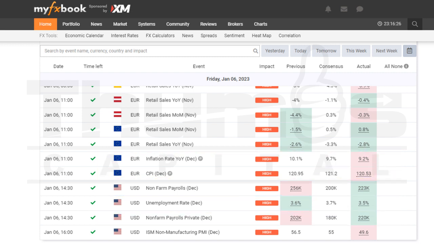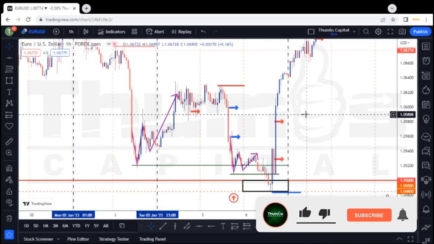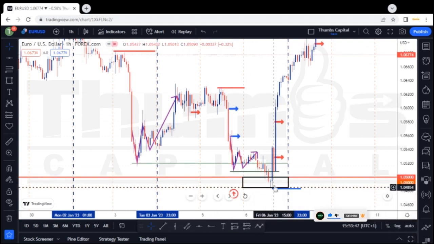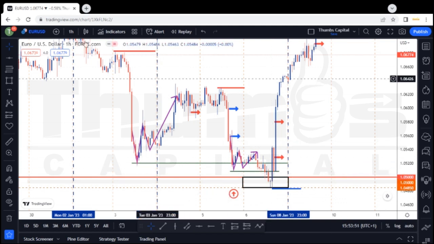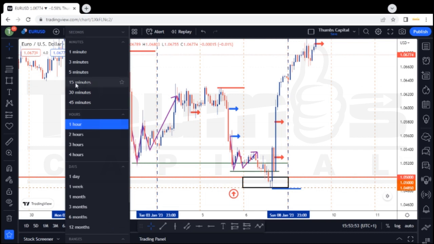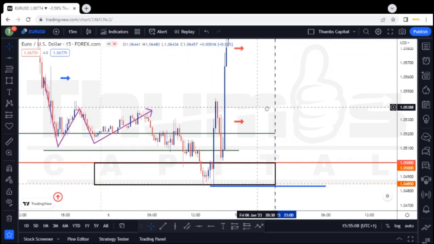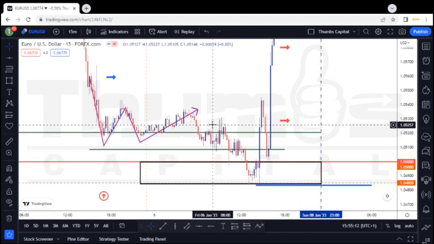Let's go back to the chart to complete the breakdown by showing you how I was able to enter the trade using a lower time frame reversal pattern. After price entered into my trade zone and it was getting closer to the NFP data release period, I switched to the 15 minutes time frame from the H1 time frame. This is the 15-minute chart. On the open of this candle right here is when the NFP data was released.